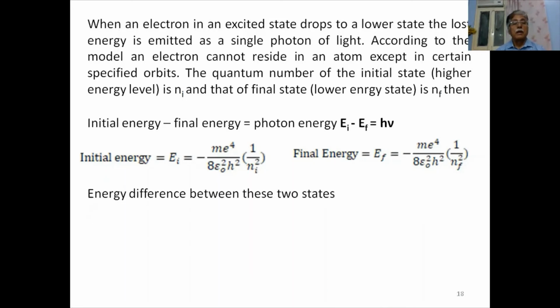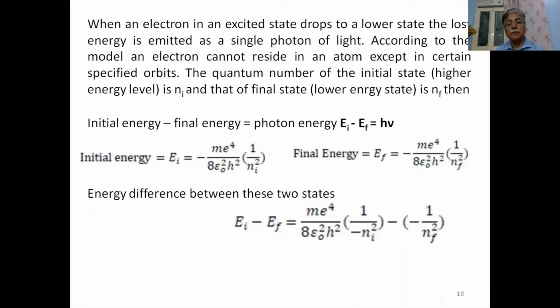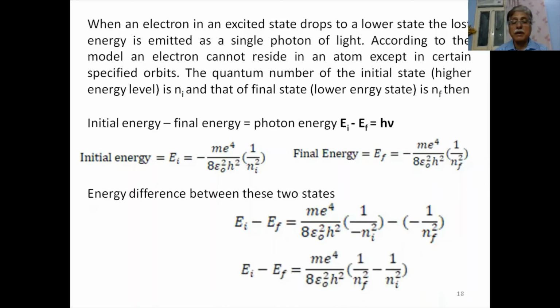The energy difference between these two states, that is Ei, the orbit from where the electron is making a jump, and Ef, the orbit on which the electron lands, is the difference of the two, and this comes out to be Ei minus Ef equal to me^4 by 8 epsilon 0 square h square times (1 by nf square minus 1 by ni square). Again, nf is the quantum number of the orbit on which the electron is coming, and ni is the quantum number of the orbit from which the electron is making the jump, or the initial state.